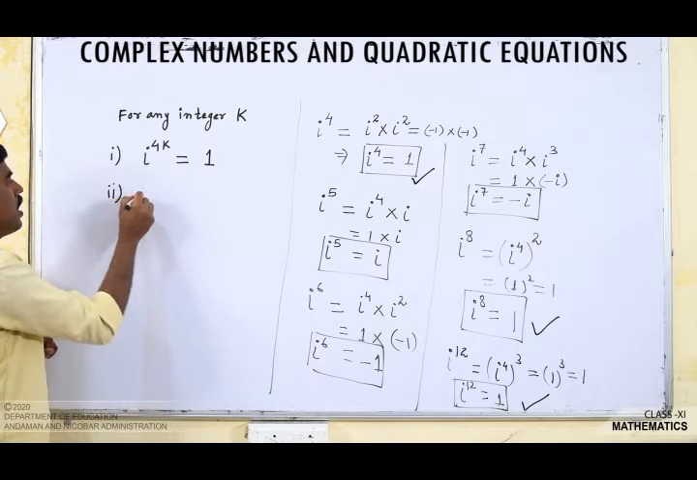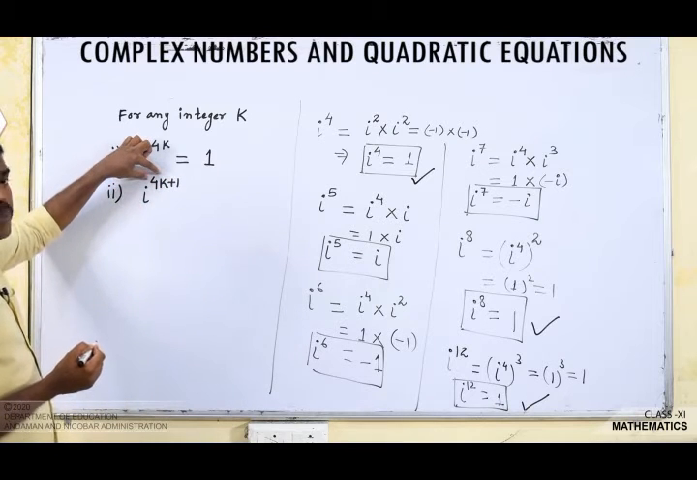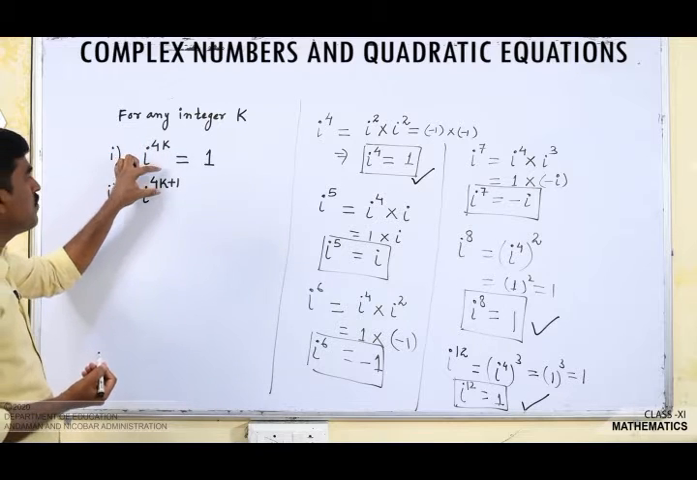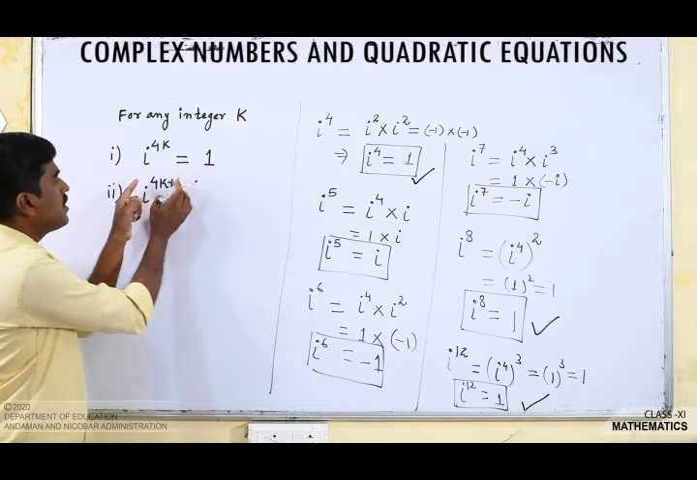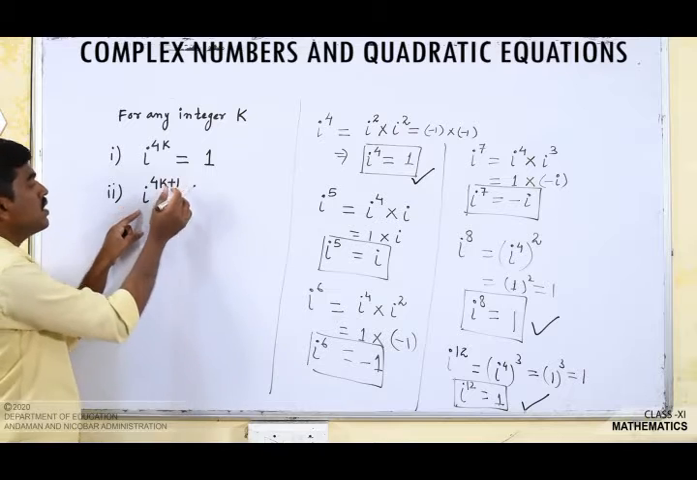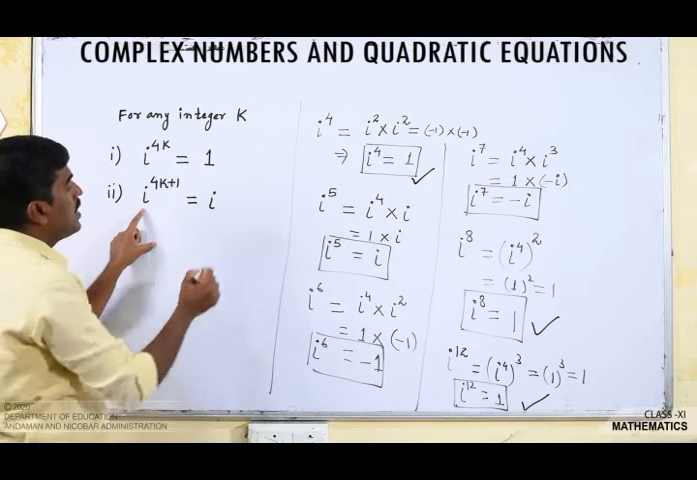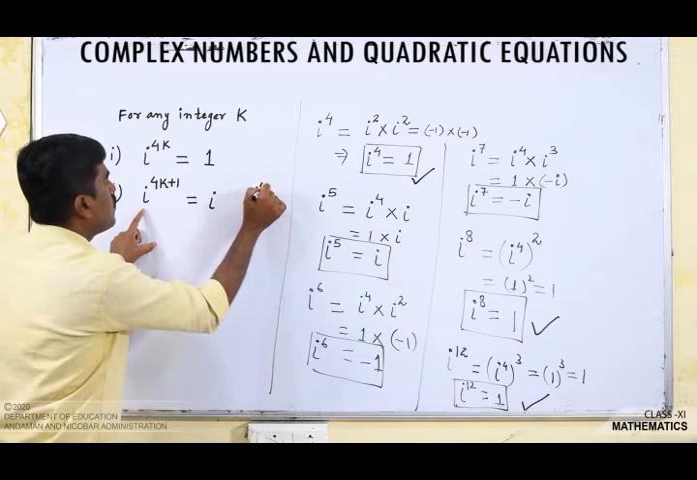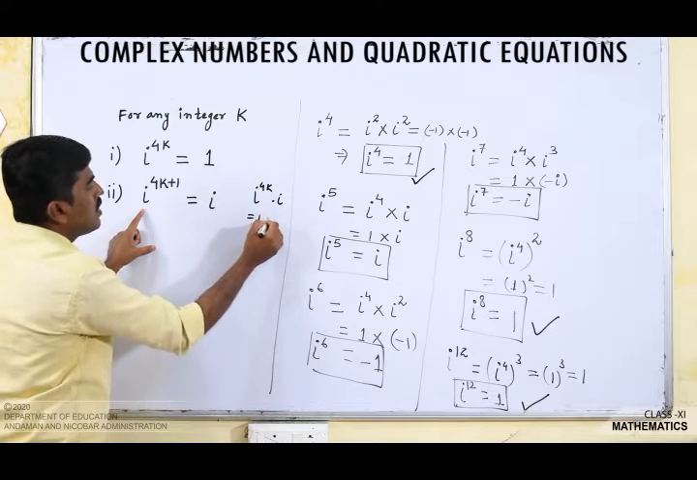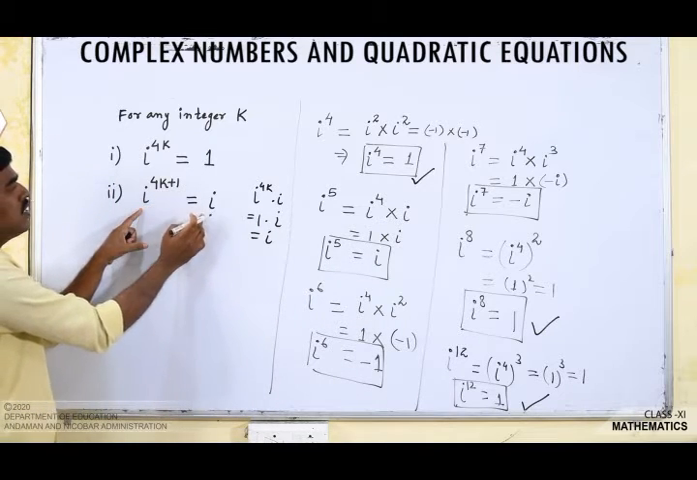Number 2, i power 4k plus 1. If the power of i is of the form 4k plus 1, that means a multiple of 4 plus 1, so if we divide this number 4k plus 1 by 4, we will get remainder 1. In this case the value of i power 4k plus 1 is i, as it can be written as i power 4k into i. So i power 4k is equal to 1, and into i, that is equal to i simply. So i power 4k plus 1 is equal to i.